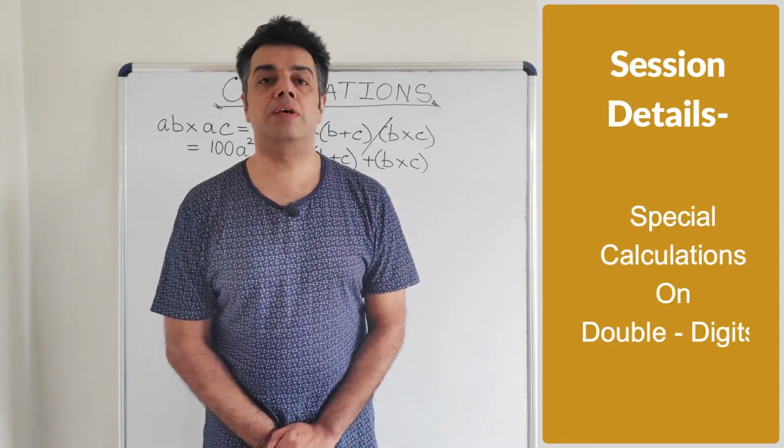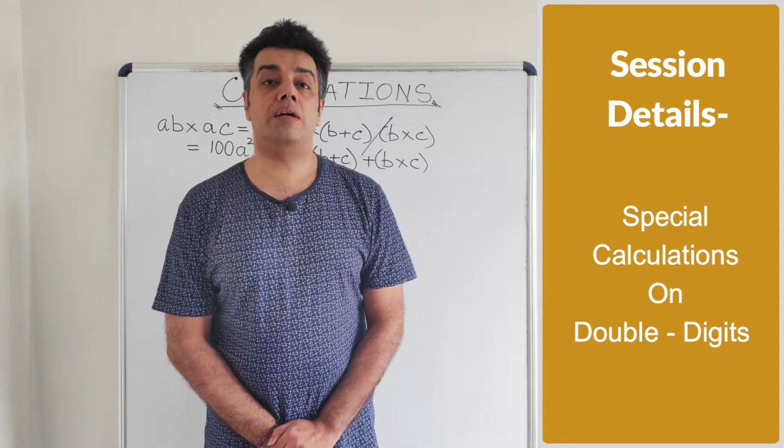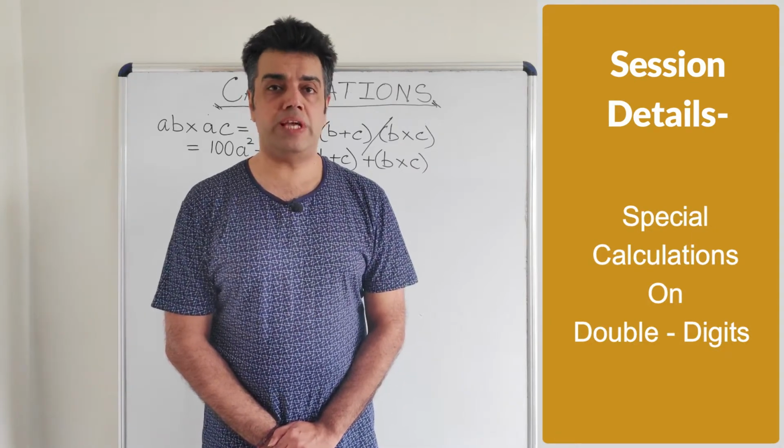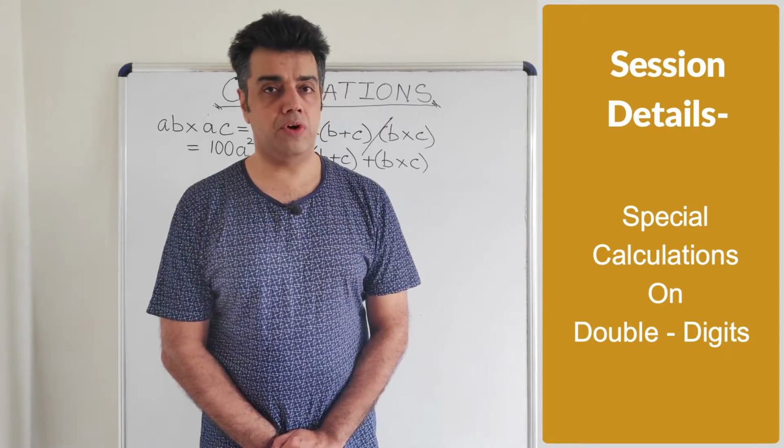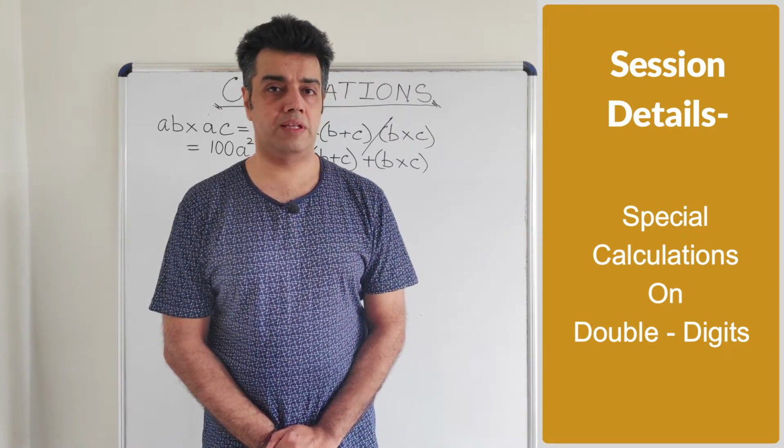In this session, we'll be discussing double-digit multiplications such that their units digit sum is equal to a 5 or a multiple of 5. Let's start.